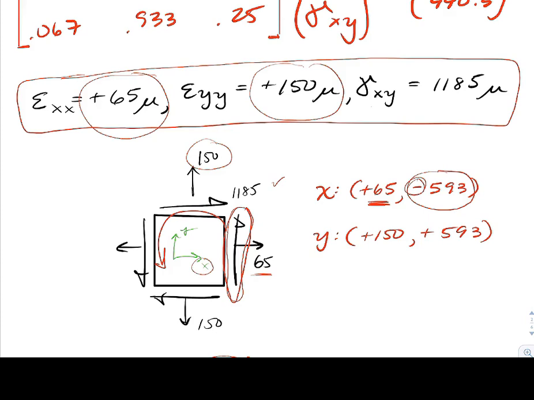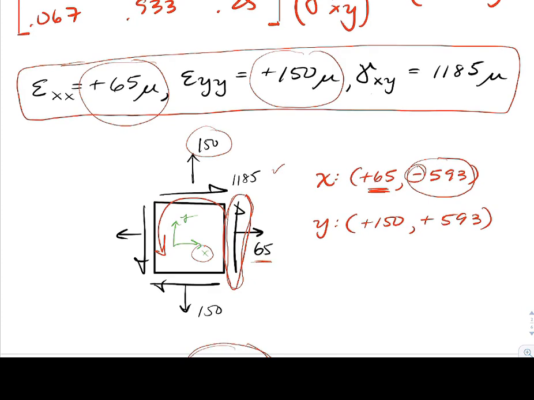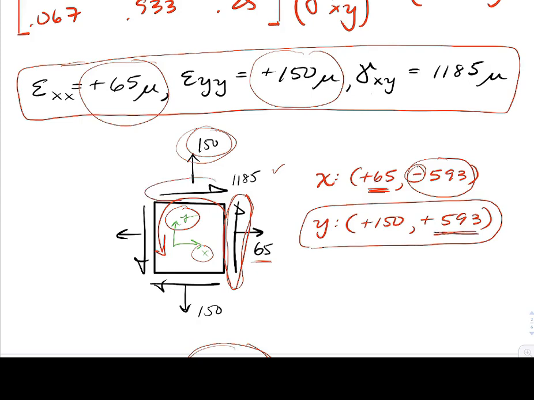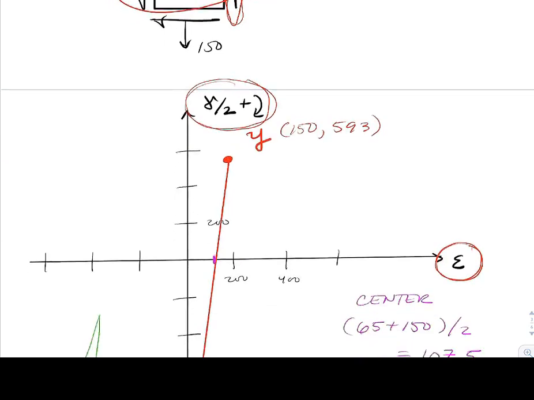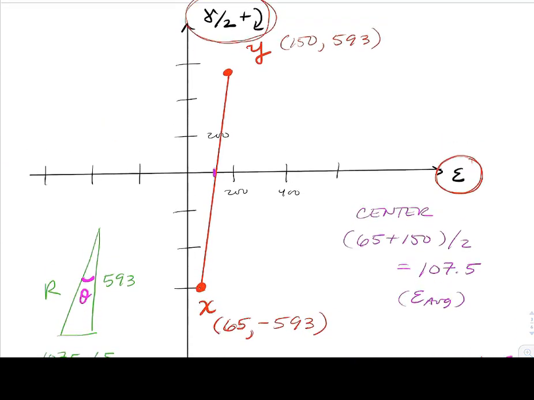So I'm going to take 1185, divide by 2. And do the same thing on the y face, right, with my coordinates. So plus 150 and then plus 593, right? That shear strain would cause the element to rotate clockwise, which is positive. So I'm going to use gamma over 2. So I'm just going to go ahead and plot those from that.